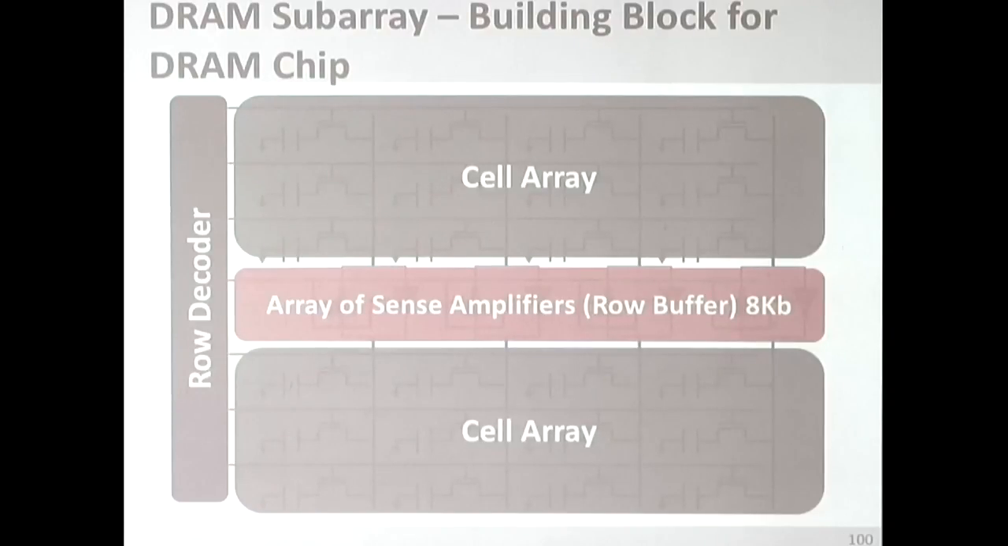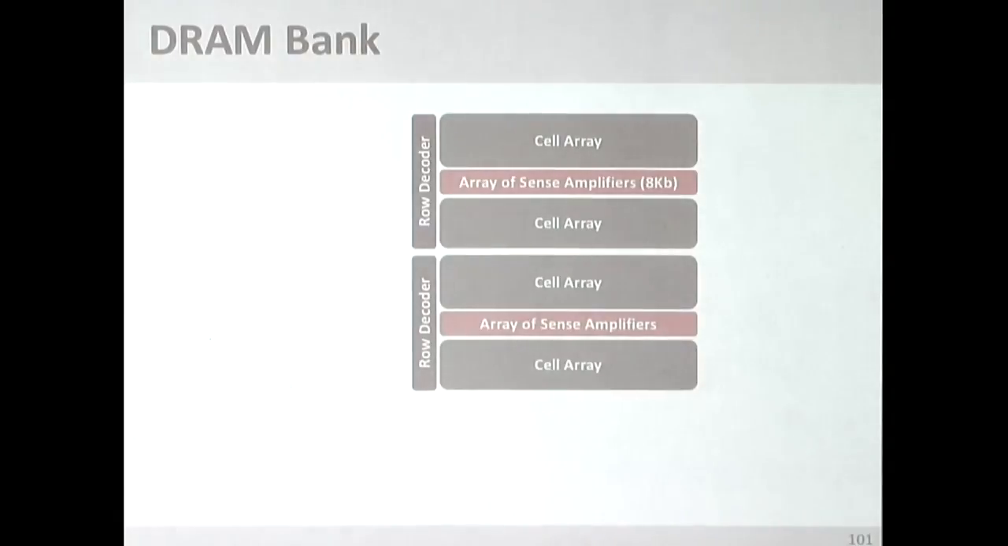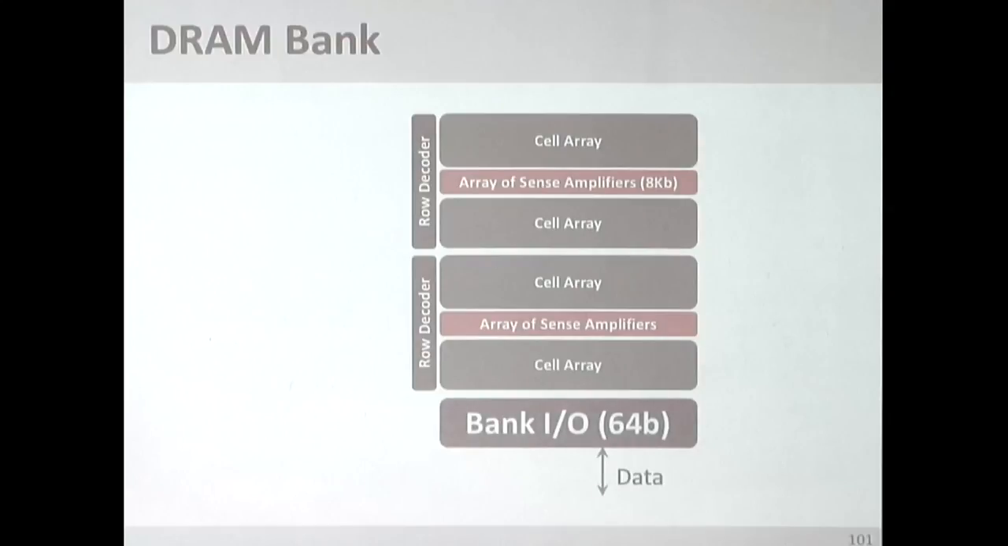And how many? OK, yeah, let me go over here. So now we're going to construct a bank. A bank consists of multiple of these subarrays, not two. In today's system, that's 64. Could be 128. Again, it's a design choice. And the data that you get out of this bank is actually 64 bits. That's the data out that you have over here.